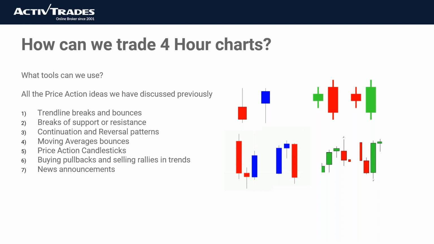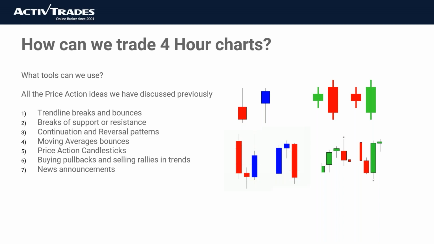The good thing about those 4-hour charts is that the price action ideas and concepts tend to work. So things like trend line breaks and bounces, breaks of support or resistance, continuation and reversal patterns, moving average bounces, price action candlesticks, buying pullbacks and selling rallies and trends, and around news announcements.